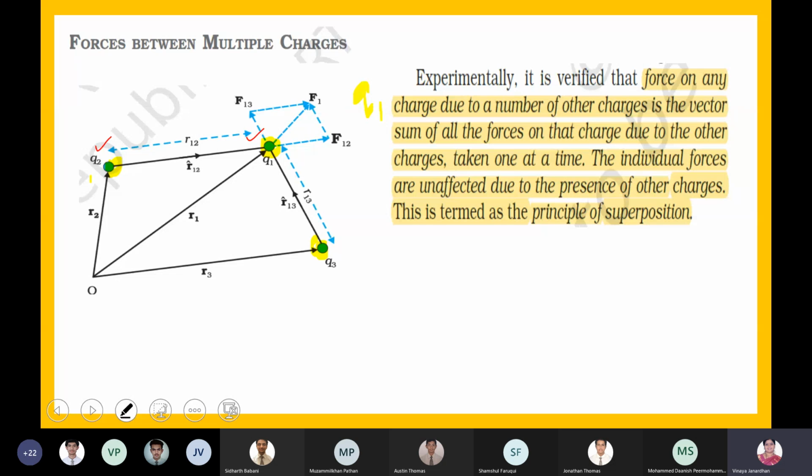I have a system of three charges. Boys, is the sound of AC creating a problem? No, ma'am. We can hear you, ma'am, clearly.